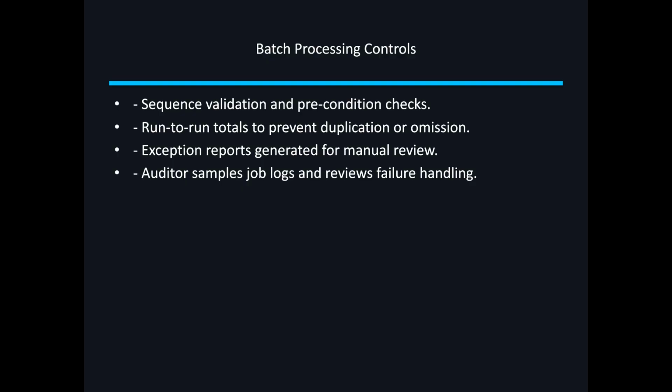Also, control totals or run-to-run totals are calculated and compared to detect missing or duplicated transactions, as well as exception reports are reviewed and signed off by operations personnel. A failure in batch sequencing can result in incomplete or inaccurate outputs, a high risk event in a financial system.